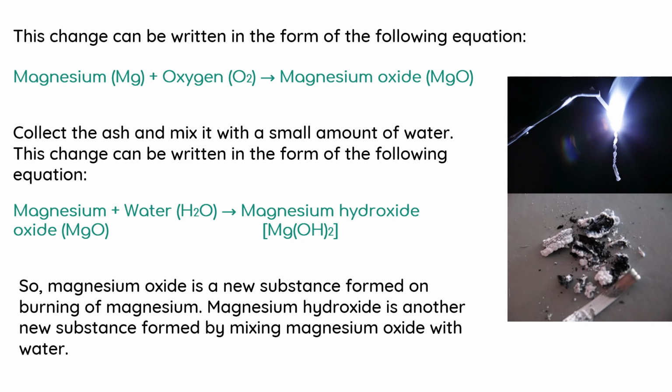And this change we can write in the form of a chemical equation. This equation is not like your mathematics equation. This is a chemical equation. First we saw that activity, magnesium burned. That magnesium burning we can represent by one chemical equation. Now we will see how we can write that chemical equation. Just remember that activity, magnesium ribbon.